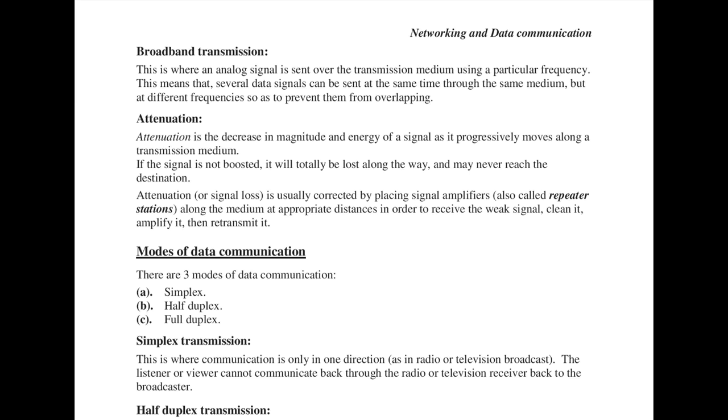Then guys, we have attenuation. What you should know is that as distance increases, the signal loses strength. This is called attenuation. Attenuation is the decrease in strength or magnitude and energy of a signal as it moves along the transmission line. Just like if I tell you to run 2 rounds in the field, the first round you'll be very energetic, but the second round you'll have lost a lot of energy. That one can be equated to attenuation.